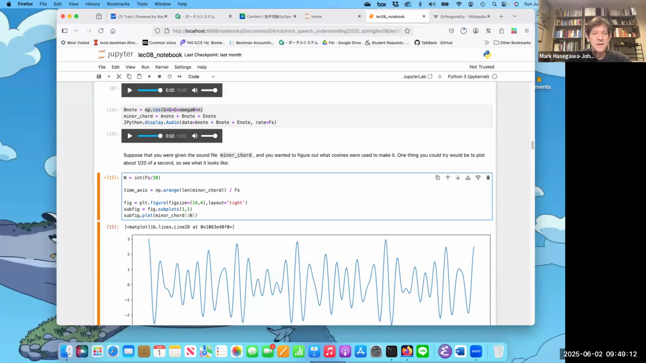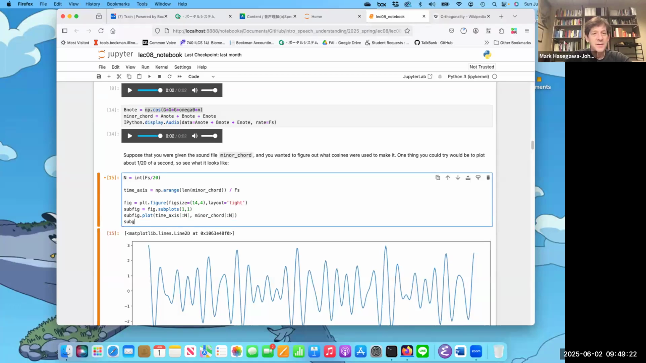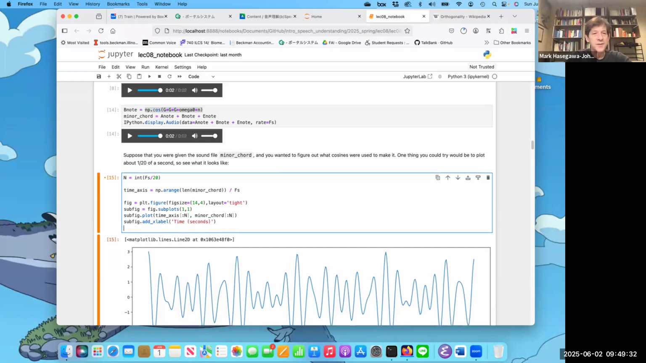And then let me just plot the first capital N samples of the time axis, and then I'll give it a label. And let me also give it a title, where the title will specify how many samples it is. There we go.